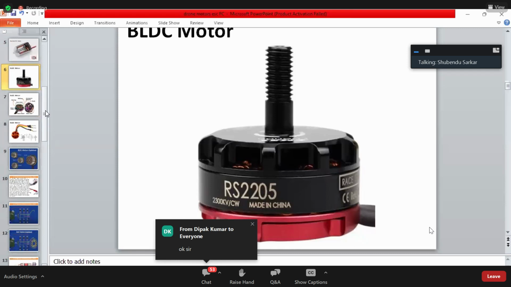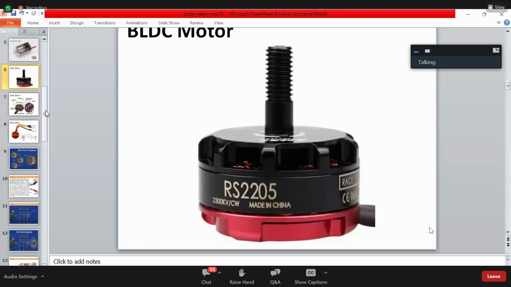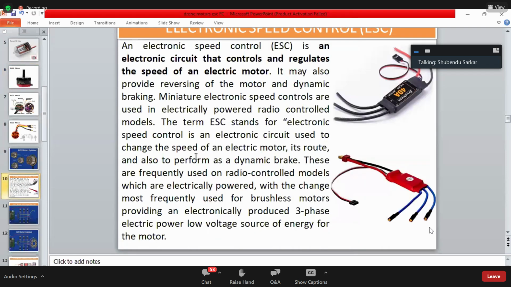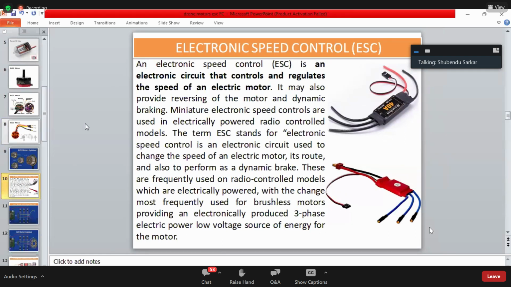Now let's talk about the second half of the BLDC. Without that component, BLDC cannot work. We need that component. Who is it? What is it? How is it going to work? Let's understand. The component which I'm going to present right now is the ESC, Electronic Speed Controller. There it is. This is the ESC.